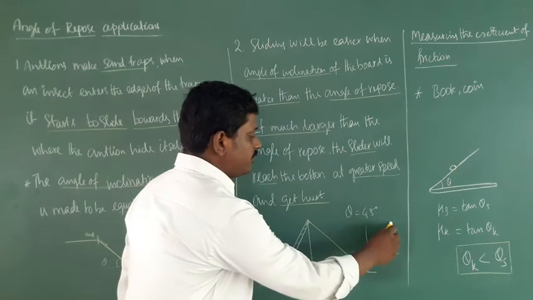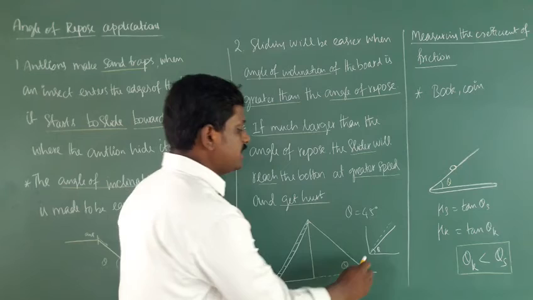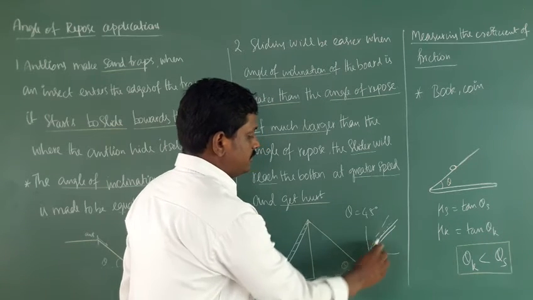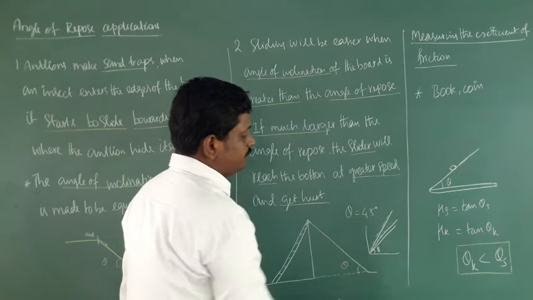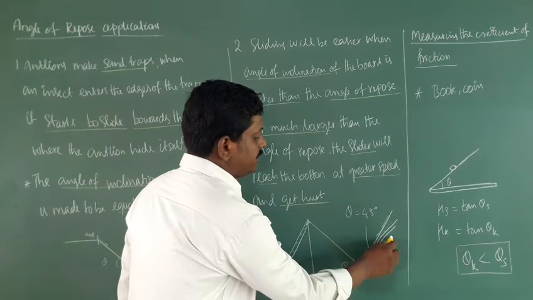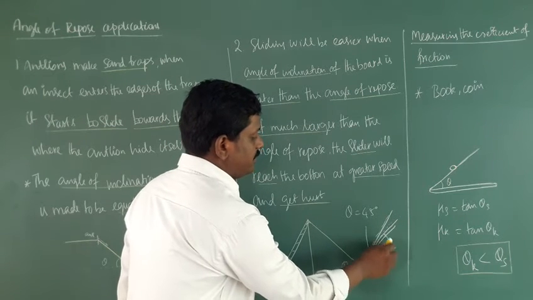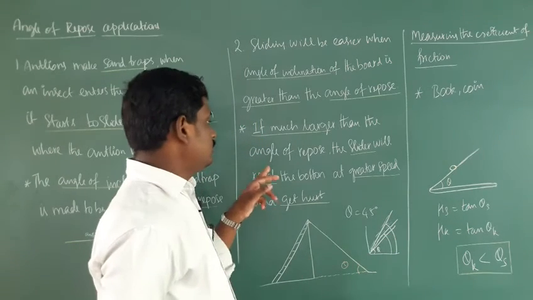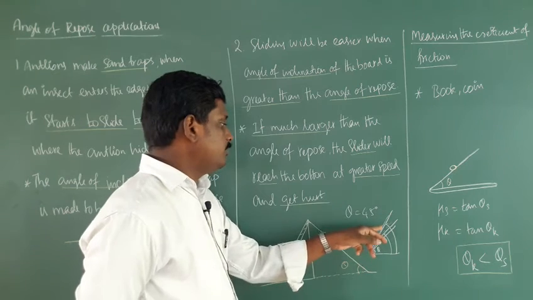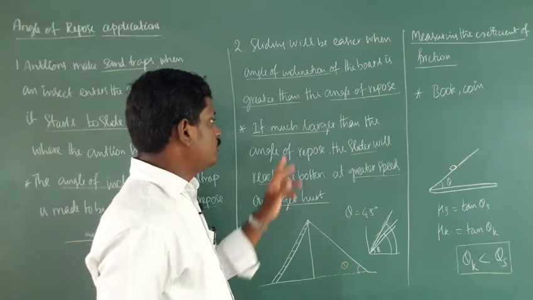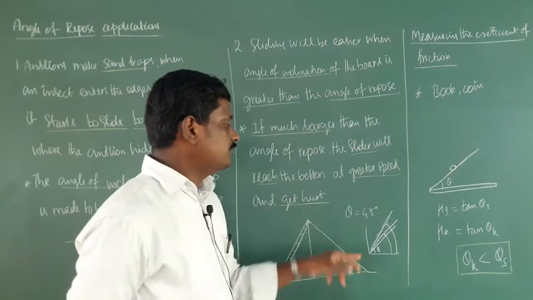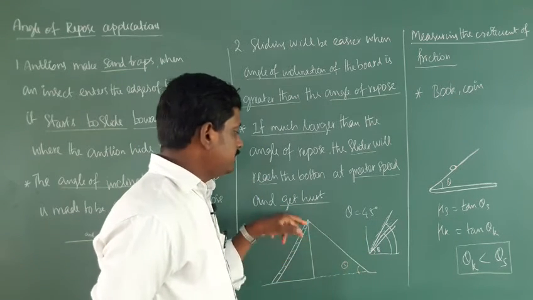If it is more than 45, just increase the value. If you keep on increasing the value of theta beyond the angle of repose, much larger than the angle of repose, the slider will reach the bottom with greater speed and get hurt.